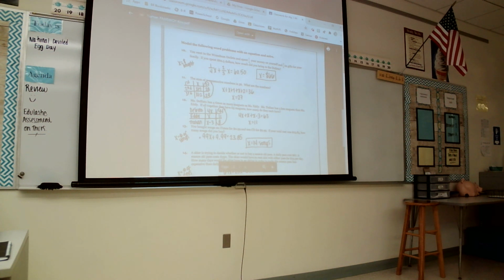So I messed up this one. Because that would be 3x plus 3 equals 36. I don't know where I got 27 from. I was probably just looking at the wrong problem. I will fix that and rescan it. Thank you for letting me know.